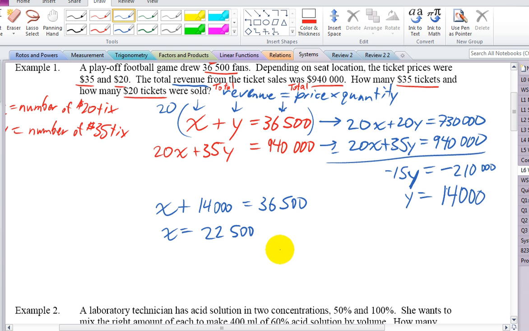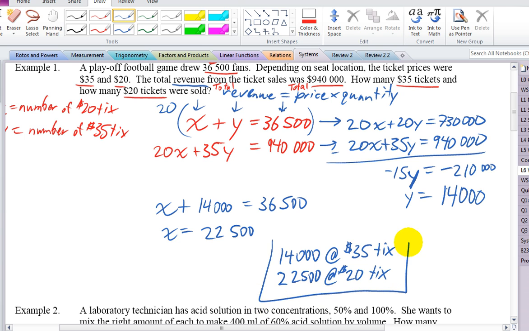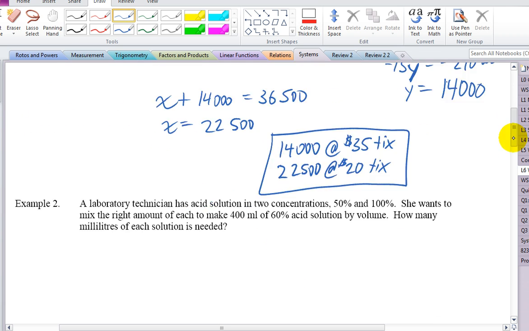So you're going to say 14,000 at $35 tickets. Somehow you have to tell me how many there are. And 22,500 at $20 tickets. Okay. Somehow you have to tell me how many there are. And there you go. Any questions? It's very similar to yesterday, kind of like the coin questions. Okay. We just have bigger numbers.